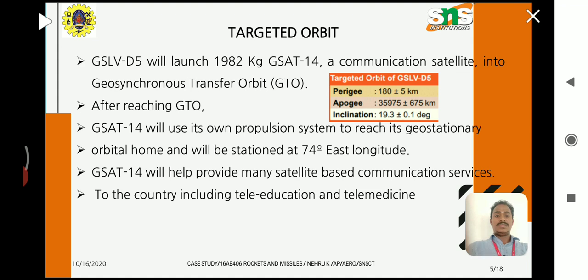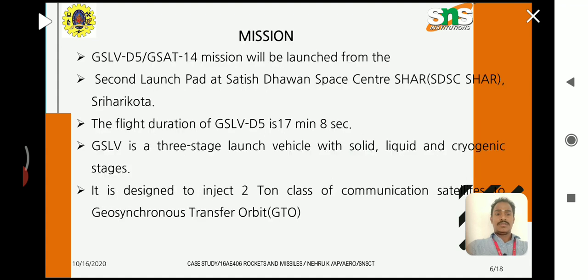GSAT 14 will provide satellite-based communication services to the country, including telecommunication, tele-education, and telemedicine. The target orbit perigee is 180 plus or minus 5 kilometers, and apogee is 35,975 plus or minus 675 kilometers. Inclination is 19.3 plus or minus 0.1 degrees. The mission, GSLV D5 and GSAT 14, will be launched from the second launch pad at Satish Dhawan Space Centre, Sriharikota.